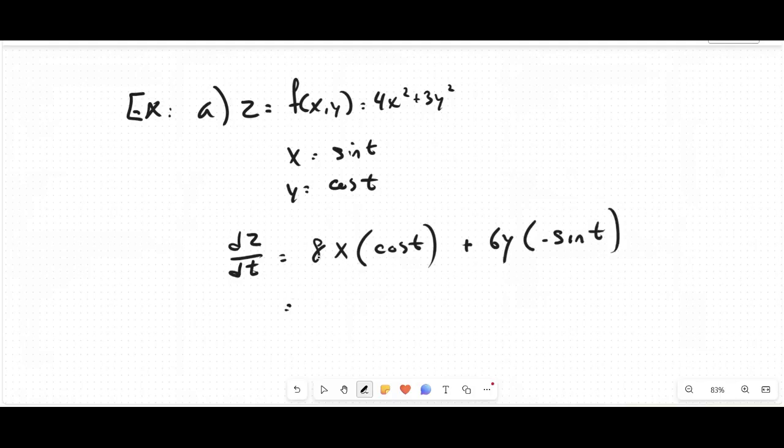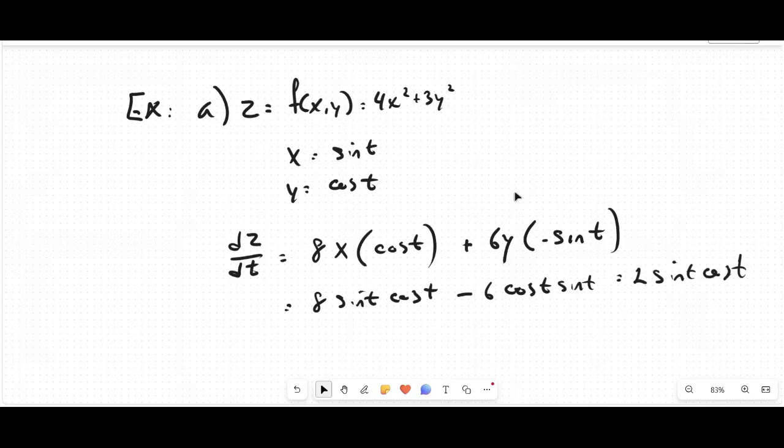And then if you want to leave it in a nice closed expression, thinking of z as a function of t, then you can go and take x and y, replace them with their equivalent expressions in t, and you'll get, let's do it all out, 8 sine t cosine t minus 6 cosine t sine t, or just 2 sine t cosine t. I'm going to show you one thing real quick.